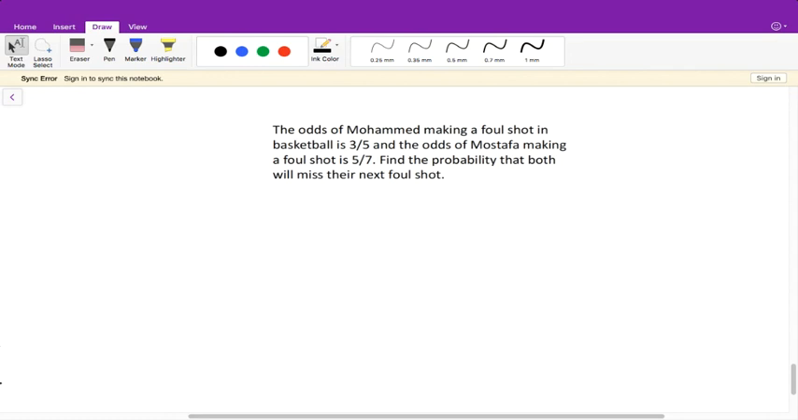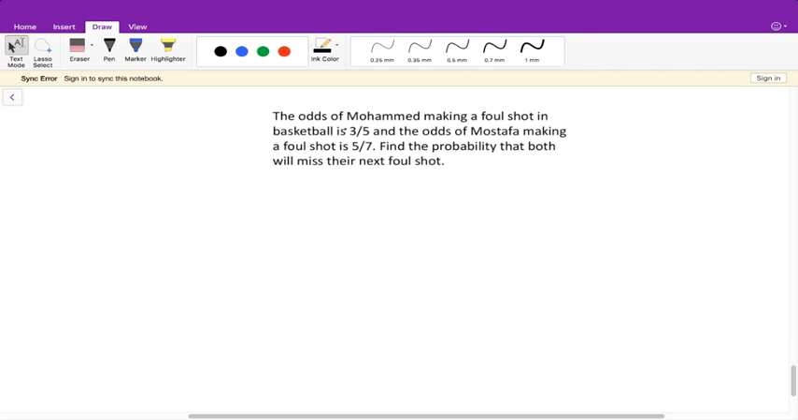All right, so now for this one, it says the odds of Muhammad making a foul shot in basketball is 3 out of 5. The odds of Mustafa making a foul shot is 5 out of 7. Find the probability that both will miss their next foul shot. So be careful when you're reading this on the test.